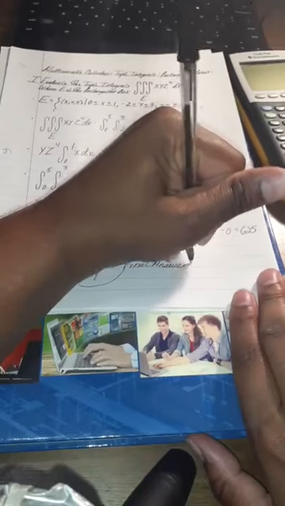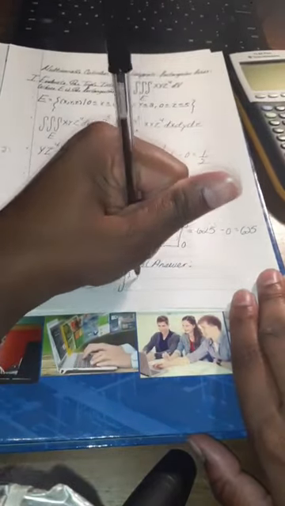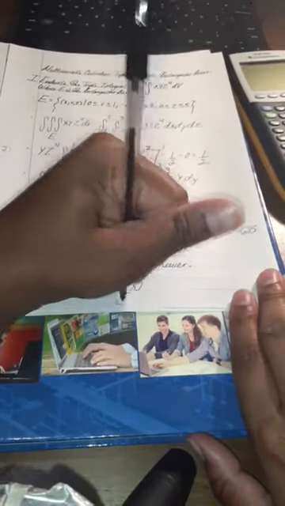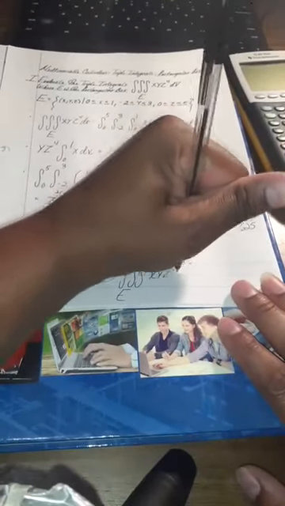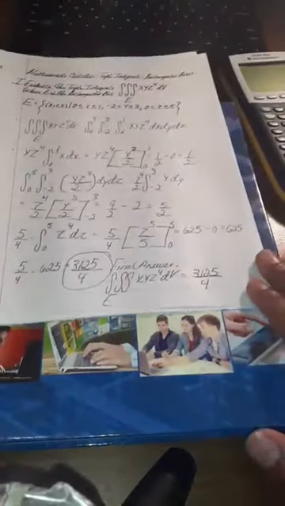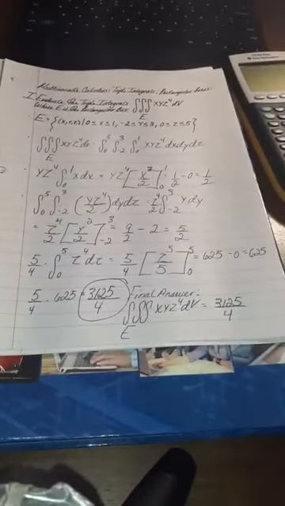So your final answer for this triple integral, when we integrated it over the rectangular box, is 3,125 all divided by 4. You can put that in there and figure out what it is in decimal, but you don't have to. And that would be your answer.